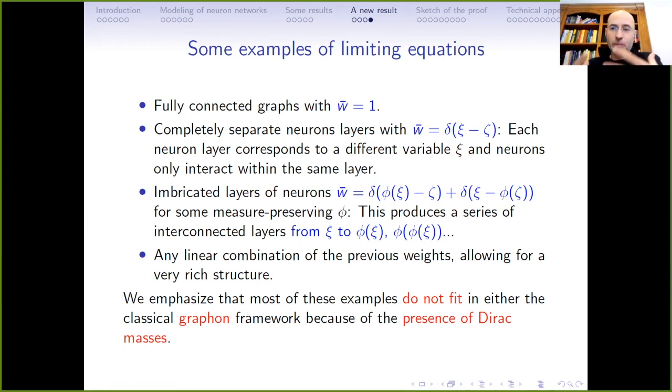And already there, the possible behaviors are extremely rich because of this series of interconnected layers from psi to phi of psi, phi of phi of psi, and so on. It might be finite, if phi has some periodicity, so phi to some power k is the identity. But it might not be. It might be infinite. If phi has some ergodic property, then this is going to be extremely complex. This also fits very well, by the way, for deep learning type of neural networks, which I have not considered yet, because it really represents a series of layers where one is connected to the next. And of course, you can combine all of this, make things as complicated as you want.